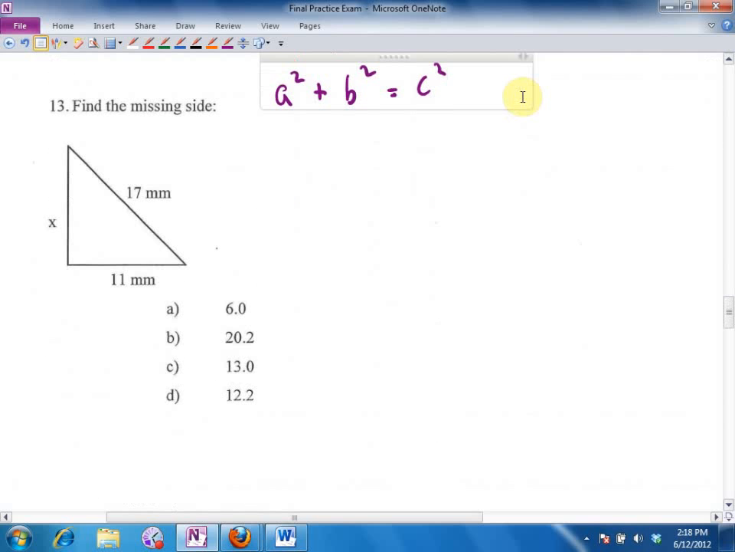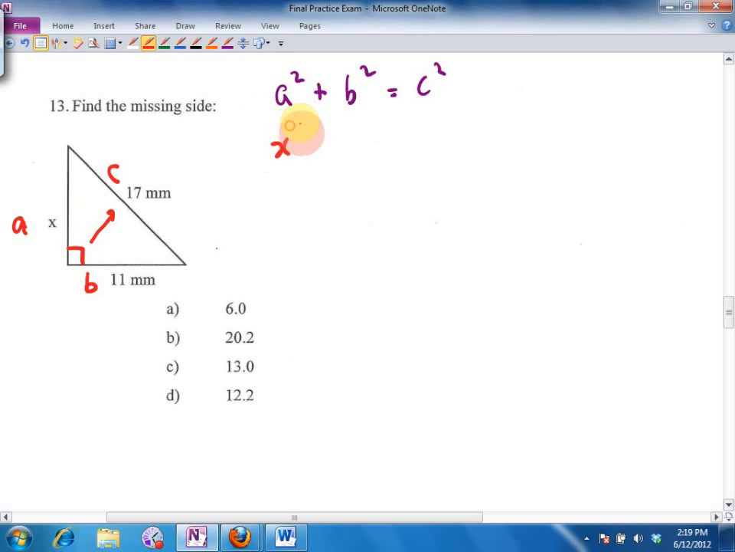Okay, 13. I've got to label these sides first: A, B, C. First, I pick out which is the C. Well, the C is always across from the right angle, so the C is going to be 17. So the other two are going to be A and B. So let's put those in.